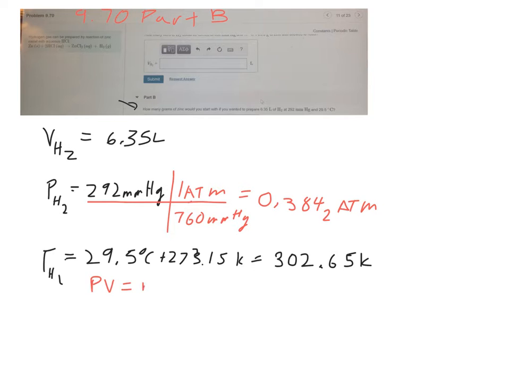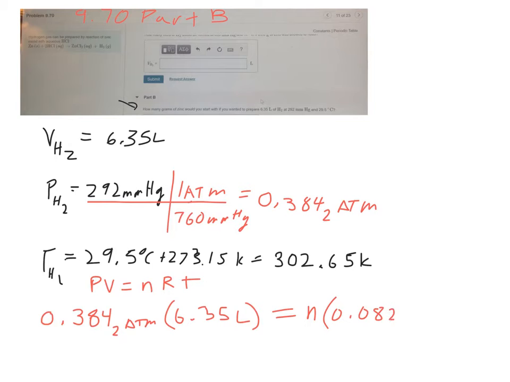So now it's a matter of setting up PV=nRT. PV equals nRT. So we've got 0.3842 atm times our volume, 6.35 liters, equals the number of moles we're going to solve for times our gas constant. Last time I'm going to write the units for the gas constant for this problem, because it makes my work really super messy. And our temperature is 302.65 Kelvin.